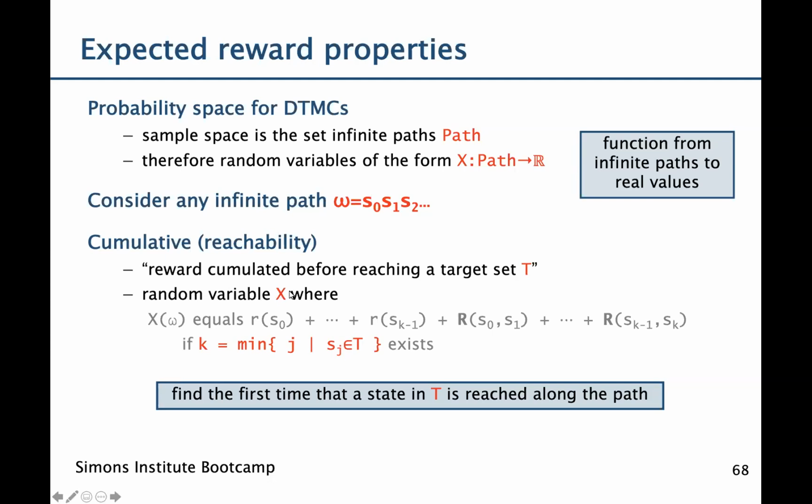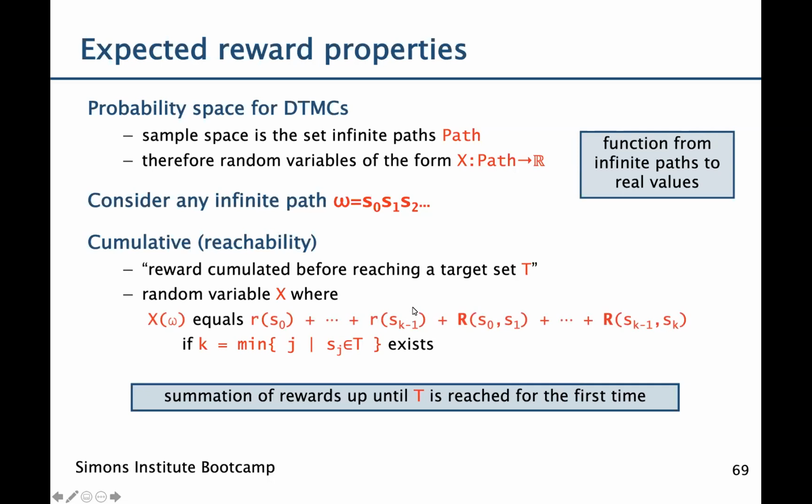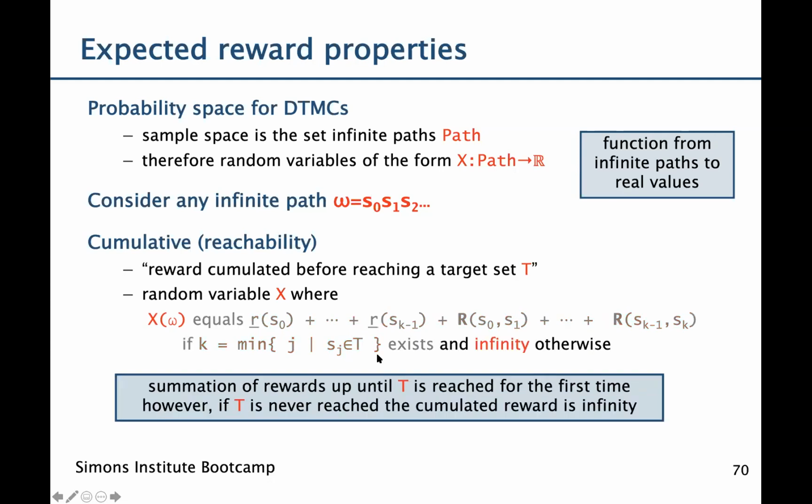So here it's the random variable X. First we must find the first time that a state in T is reached, and then it is the sum of both the state and the transition rewards before we reach T for the first time. However, if we never reach the state T, then we just set the cumulative reward to be infinity.